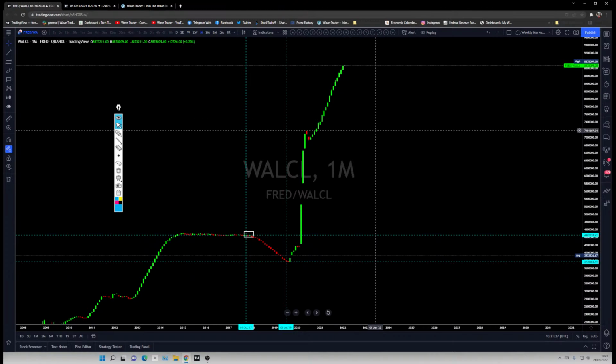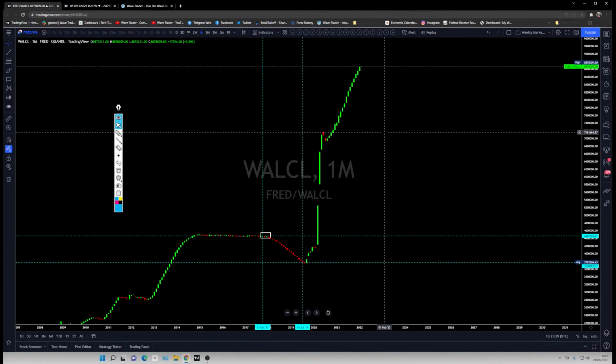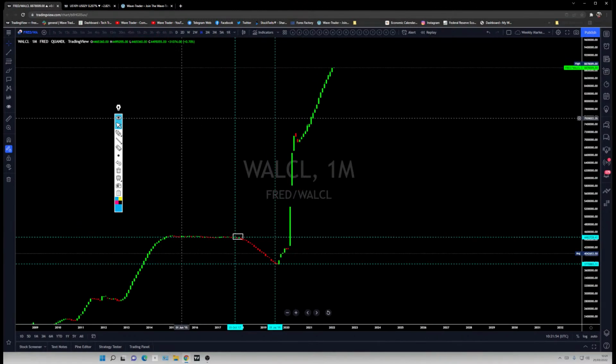So the structure of the reduction of this balance sheet, which they're going to announce in May, is going to be very, very important, and it's going to set the tone of the market for the next couple of years, 2 to 3 years. That's going to decide where the market is going to go.